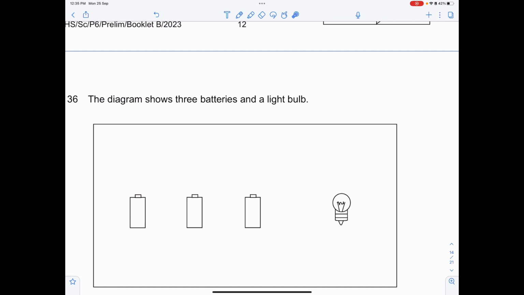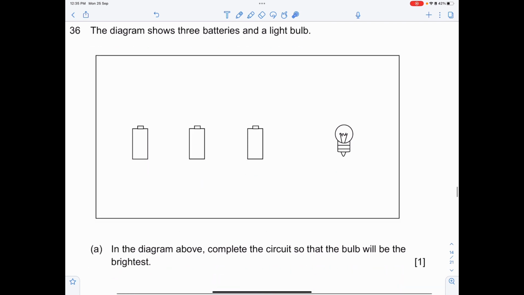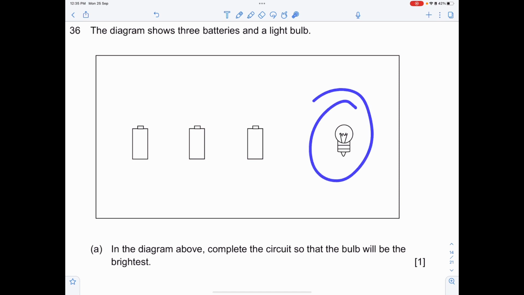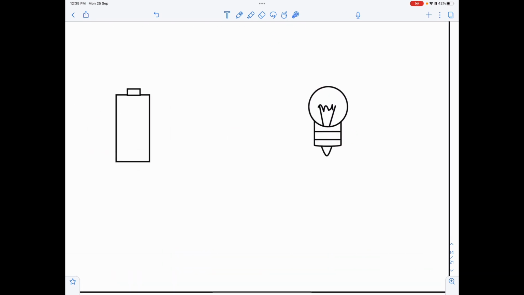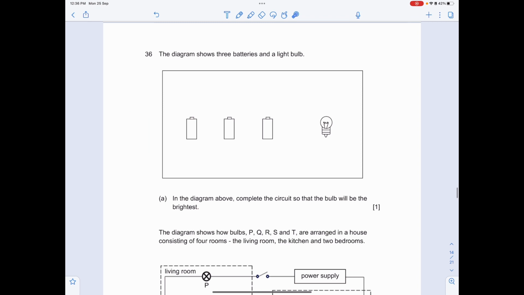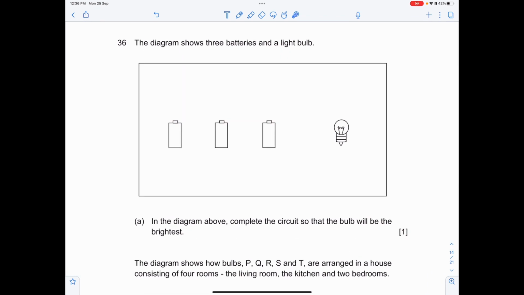The diagram below shows 3 batteries and a light bulb. In the diagram above, complete the circuit so that the bulb would be the brightest. So now you need to be very careful. Whenever you see a bulb like that, make sure you join one of the wires from the side and another wire down from the tip. And make sure no gaps. They say brightest, right? Since there are 3 batteries, you need to arrange the 3 batteries in series. It's actually very straightforward.